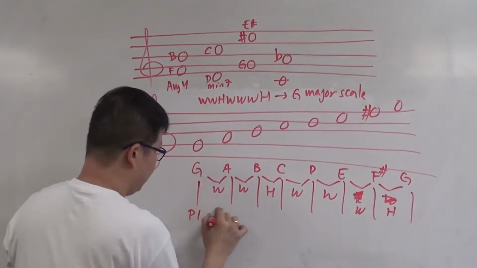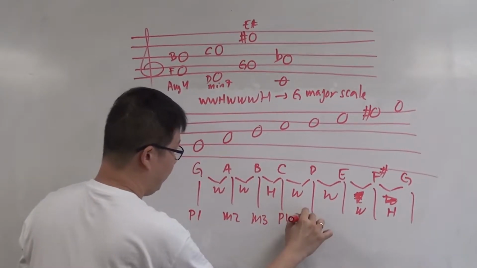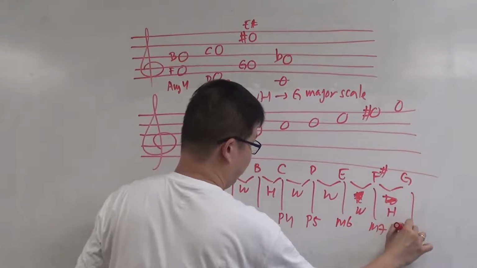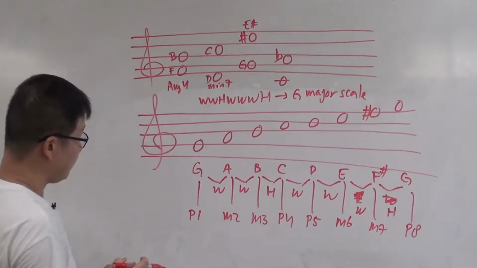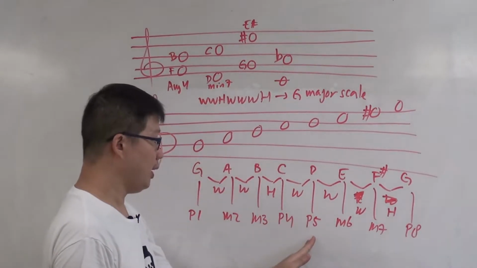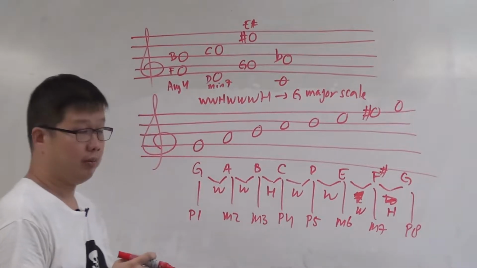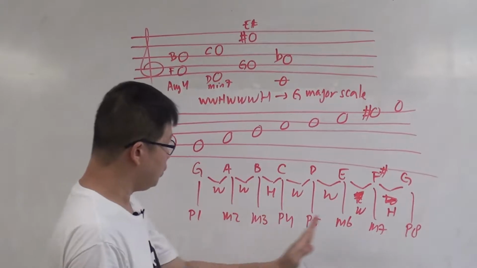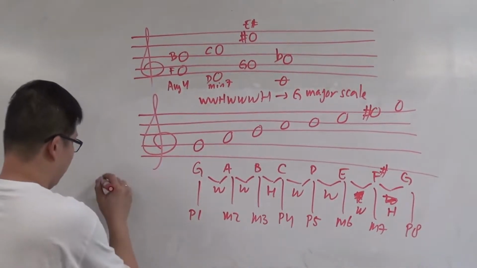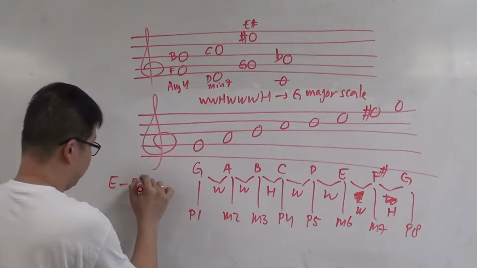This is P1, this is M2, M3, P4, P5, M6, M7, and P8. Now, do we have E in here? We do have, right? But do we have E sharp? There's no E sharp, but there's E. Now, G to E, what is the interval? It's major 6, okay? Now, I know I have E, however, I do not have E sharp.